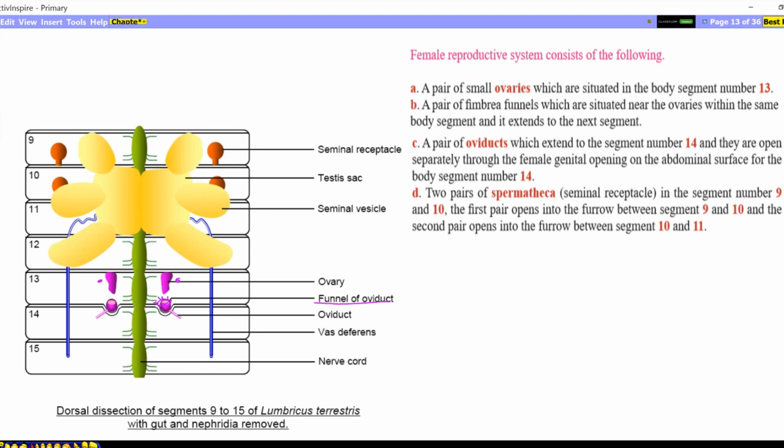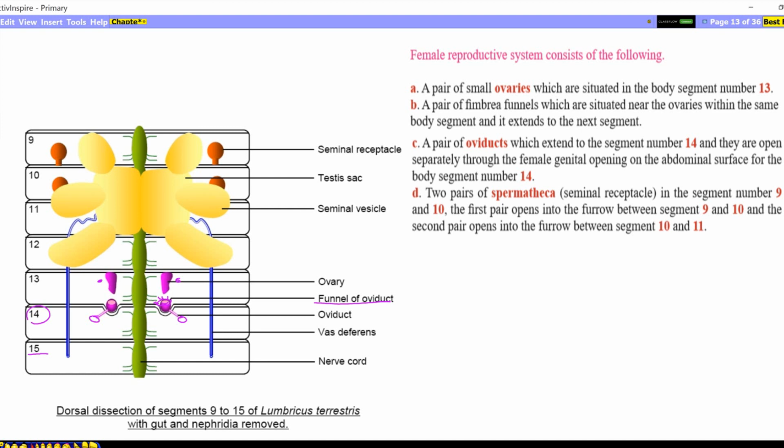A pair of oviducts which extend to the segment number 14, and they open separately through the female genital opening on the abdominal surface of body segment 14. So the female reproductive cells are released out of the body through segment number 14, while the male reproductive cells are released through segment 15.